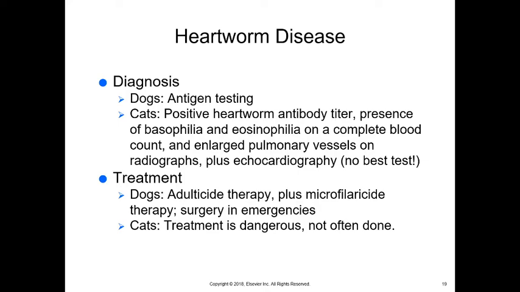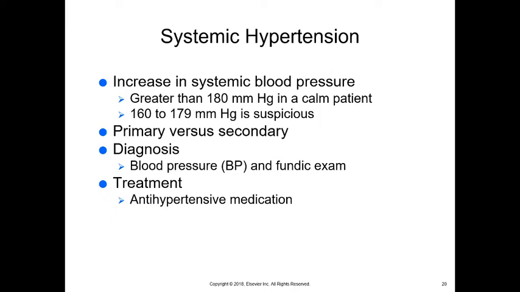We can give them a microfilariacide, Revolution. We can treat them with an antibiotic that kills a bacteria that lives on the worm, and then we just have to wait for the adult worms to die, which takes about 2 years. Once the worms die, we have to look and see if the heart has been damaged, and often it has.